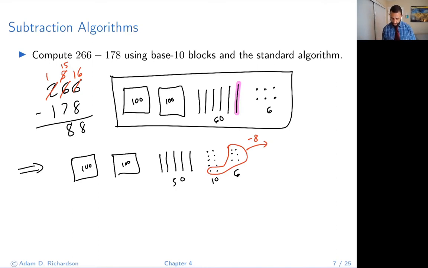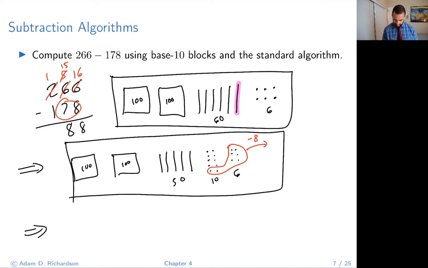And then once I take away 8, the next thing I need to do is try to take away 7. Oh, but I don't have enough 10s. Oh, wait, what am I saying? Take away 7? No, not 7. I need to take away 70, but I don't have enough 10s to take away 70. Okay, so now we got to go and do this other thing, right?